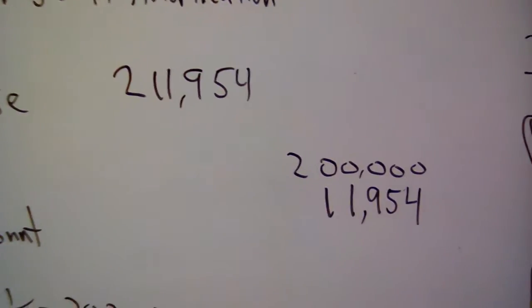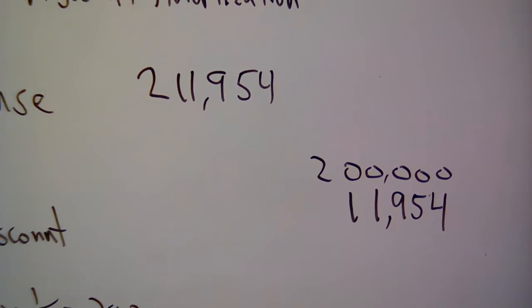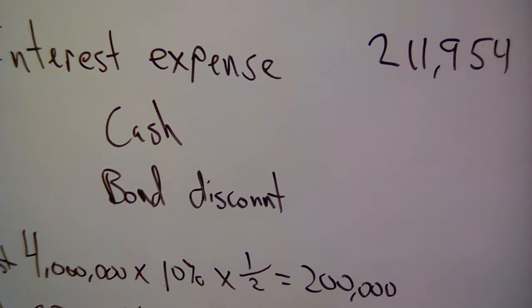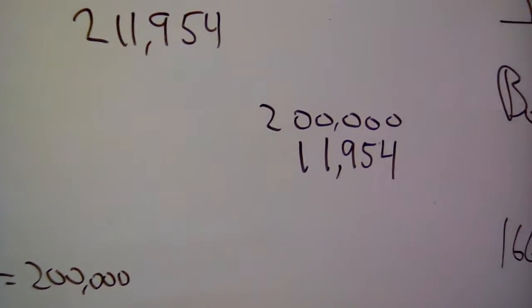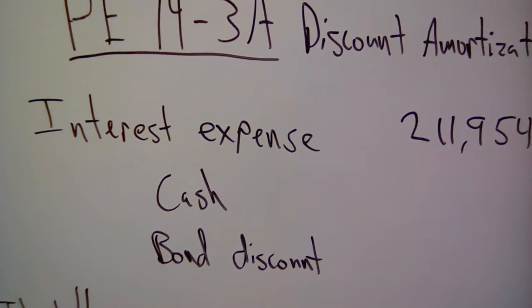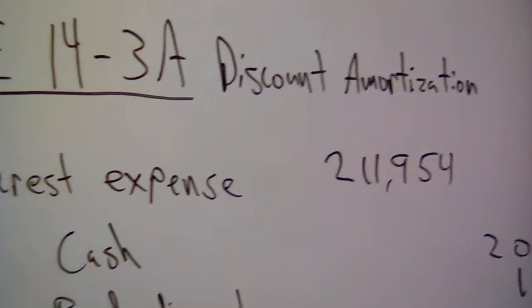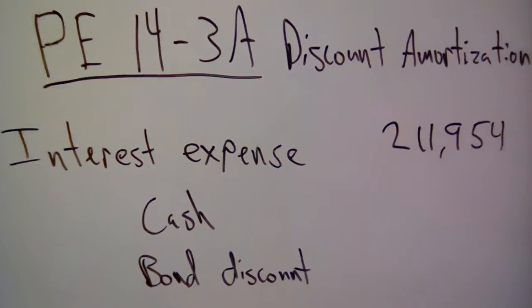So you credit the cash for $200,000 because that's what's going out the door. But you also have to credit the bond discount for the amount that we're amortizing for that payment, which ends up increasing our interest payment to $211,954. So that's how discounts raise your interest.